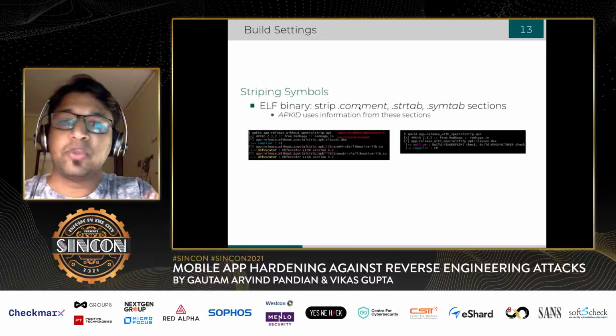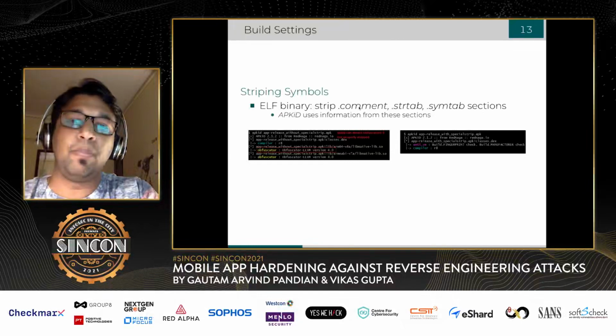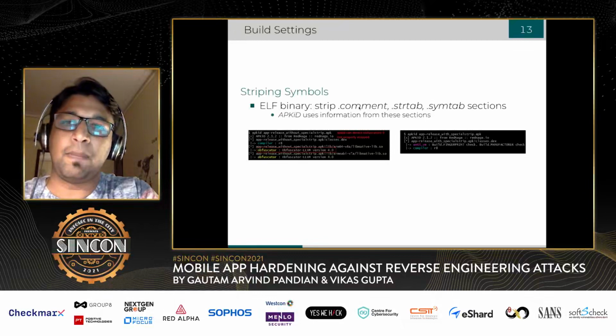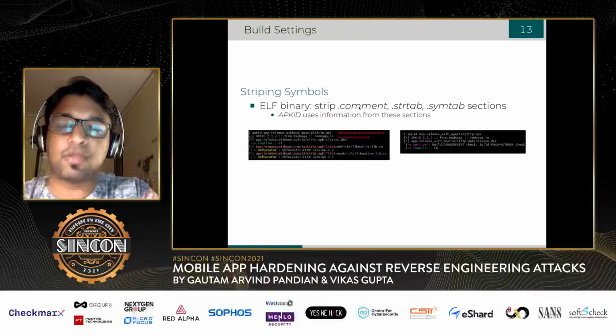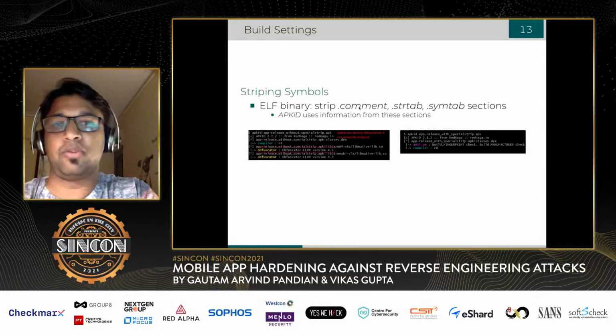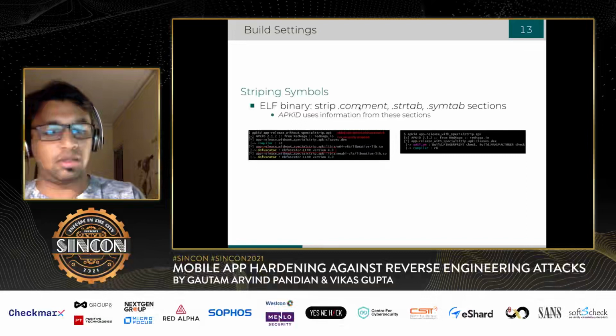Similarly, if you have used tools like APKiD, they tell us what compiler or obfuscator is used. But it's important to understand that the information APKiD extracts is from the binary itself. In the case of an ELF binary, there is a lot of information in the comment or string tab, symbol tab sections. So if we can strip these sections off, then the effectiveness of APKiD reduces, and it helps us in slowing down the attackers. I mean, they have to use different techniques to figure out the information.